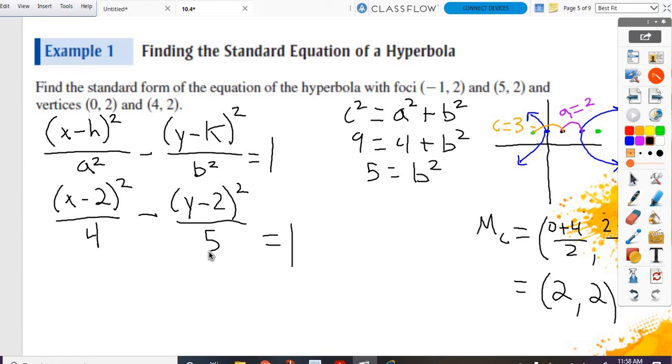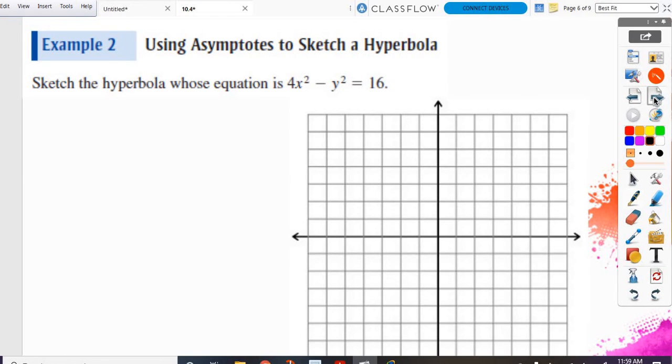Now if they actually say graph it, and we're going to look at that in a second, we would have to draw our asymptotes. So the asymptotes determine how wide or narrow the hyperbolas are, or how close or far away they are. Does that make sense? Yes. So it's kind of like with your quadratics, remember it's the a value that determines how wide or narrow the parabola is. Well, let's go ahead and look at an example of that. So we're going to graph it.